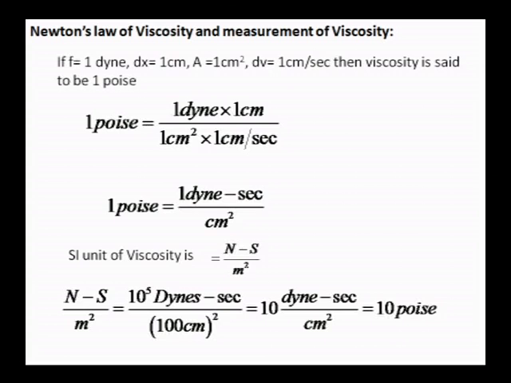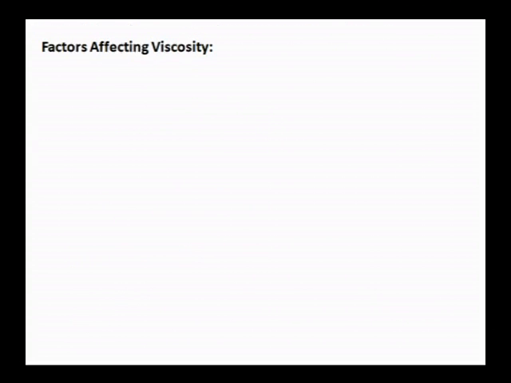If we convert the SI unit to the CGS unit of viscosity, that is Newton second per meter square to poise, we know that 1 Newton is 10 to the power of 5 dynes. Second remains as second, but 1 meter is equal to 100 centimeters. So, doing the substitutions, we get 1 Newton second per meter square is equal to 10 poise, or 1 poise is equal to 1 by 10th of a Newton second per meter square.